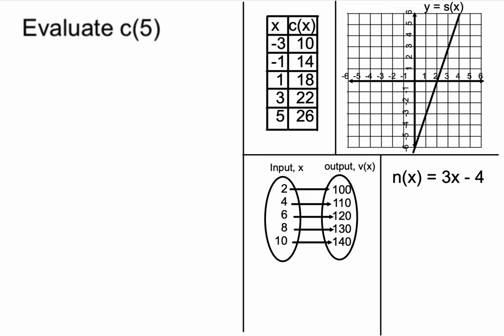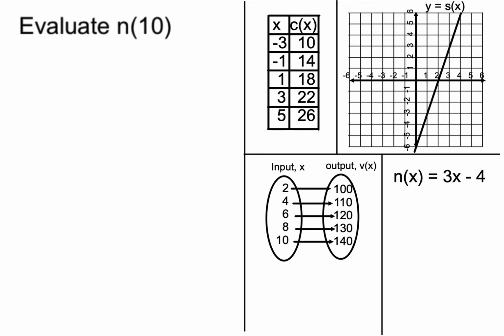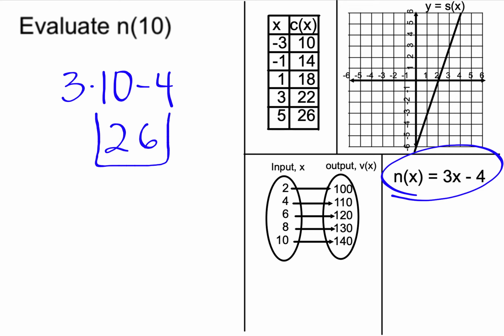Next example, C of 5. Okay, since it's C, we use the C of x function that's in the table. The input's 5, the output is going to be 26. C of 5 is 26 according to the table. N of 10, this again is using the equation. So we're going to do 3 times x minus 4, replacing the x with a 10. 3 times 10 minus 4 is 26. Now, we got 26 as our answer on that last one. So C of 5 actually equals N of 10.